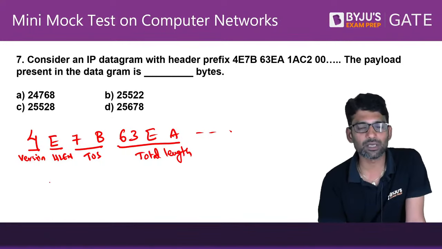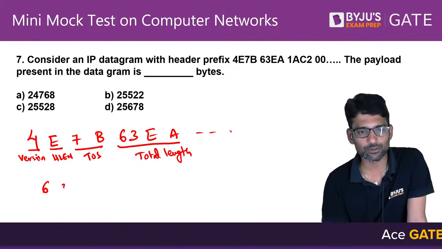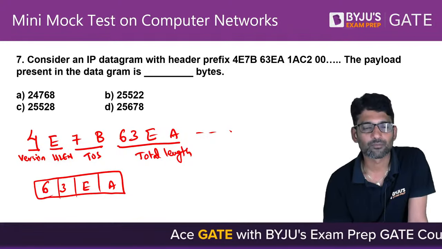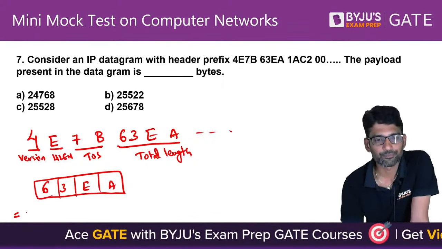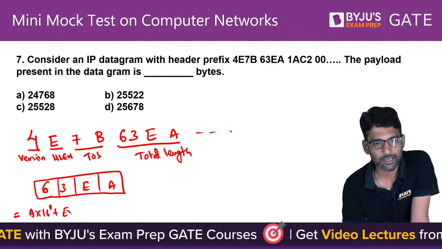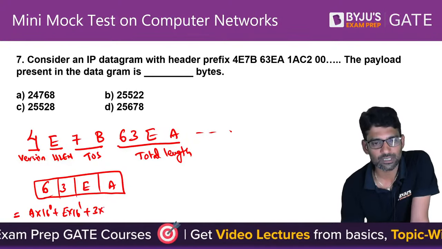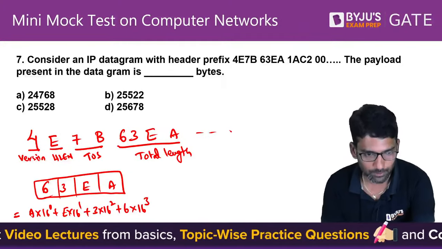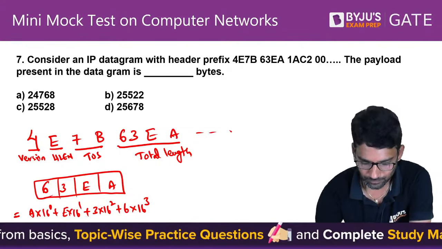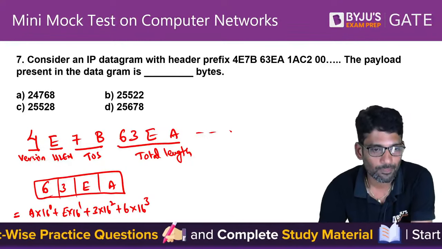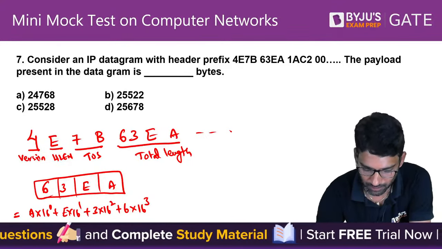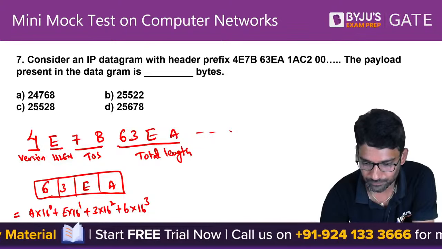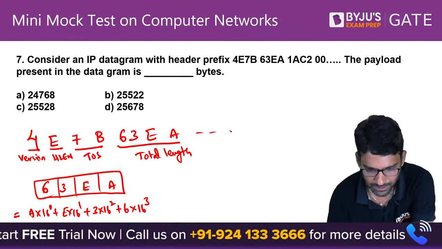So now 63EA, which is in hexa, convert to decimal. This is A into 16 power 0 plus E into 16 power 1 plus 3 into 16 square plus 6 into 16 cube. So you can use the calculator. I am also using the calculator, dear friends. 16 into 16 into 16 into 6. So this is 24,576.